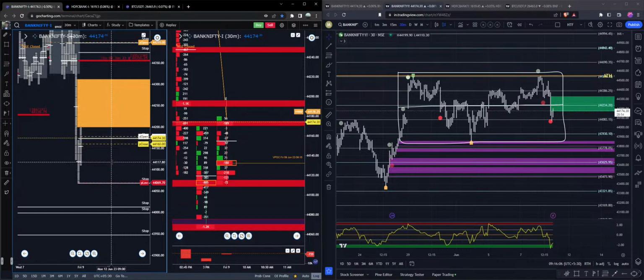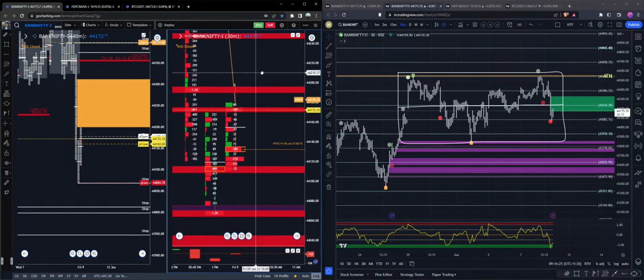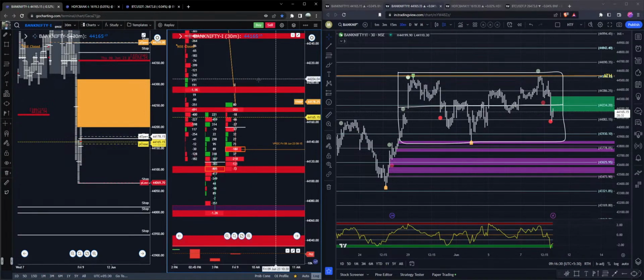So we opened within the previous day's range. We tagged the single print zone, saw some supply coming in, and overall delta is also negative, but it's not such a huge amount. Pretty flat volume, and if you see, this is the zone where supply came in. So 44,200 is where again supply has been coming in.